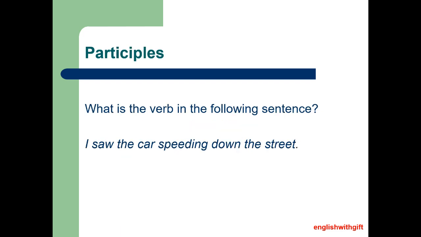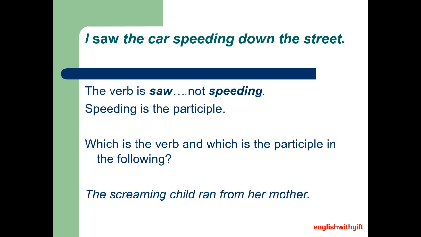What is the verb in the following sentence? I saw the car speeding down the street. Now, the verb is saw, not speeding. Speeding is the participle.